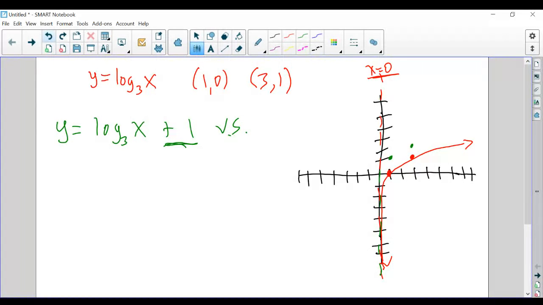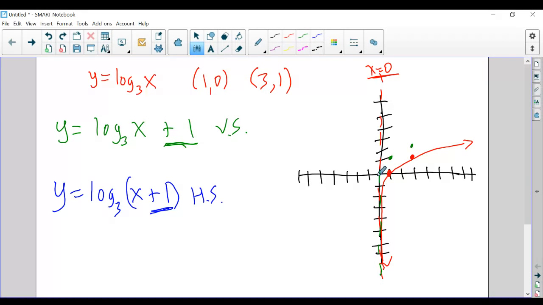So now, let's switch colors and say it looked very similar, but this time there was parentheses. Well, now, because it's with the x, it's a horizontal change. So in this case, it's a horizontal shift. And remember, with horizontal shifts, it's the opposite of what you see here. So instead of saying +1 would normally mean to the right, +1 really means to the left.